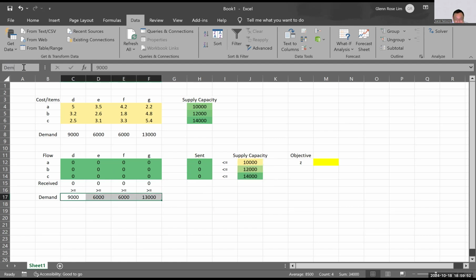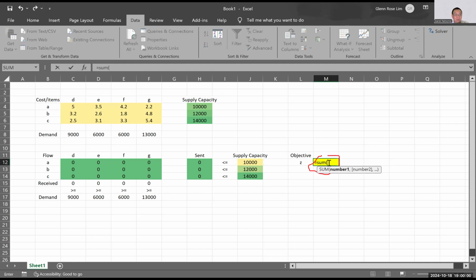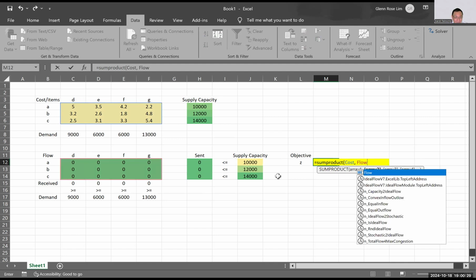And then now you fill up this one, sum product of the cost. Just equal sum product, sorry. Okay, open that cost. You can highlight, you can also type now there, comma, and then the flow. Okay, very good. So you close it.